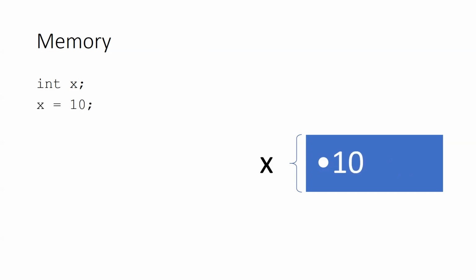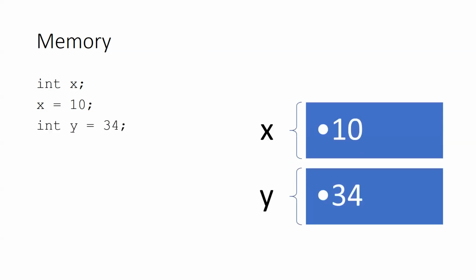We can, however, use a line like x equal 10, which assigns 10 to the variable x. And that just puts 10 into the little container that holds integers called x under the hood. Similarly, we could both declare and define y at the same time, another variable. Here we're putting 34 into y. That's the equivalent of making another box under the hood and putting 34 in it.